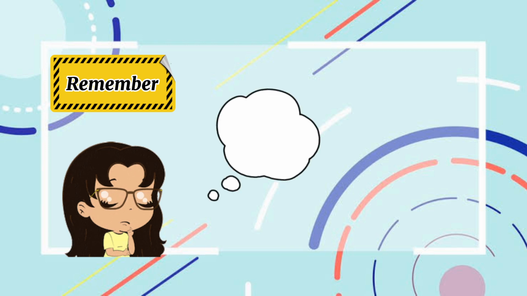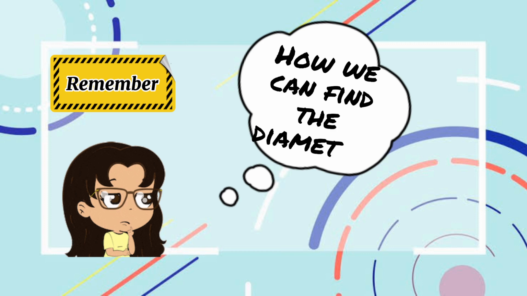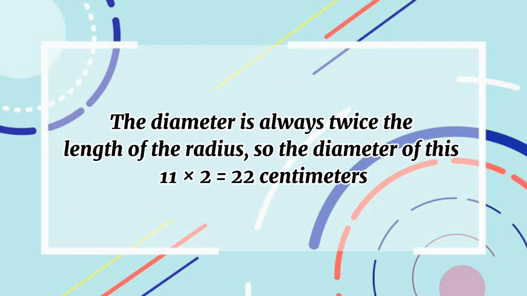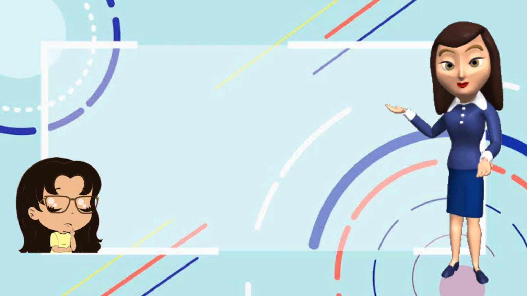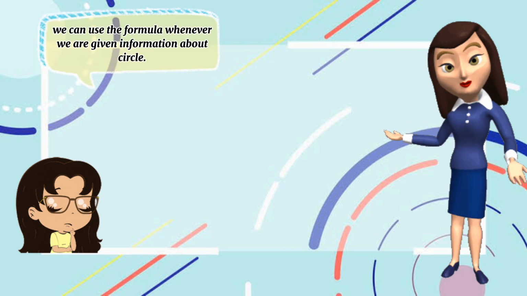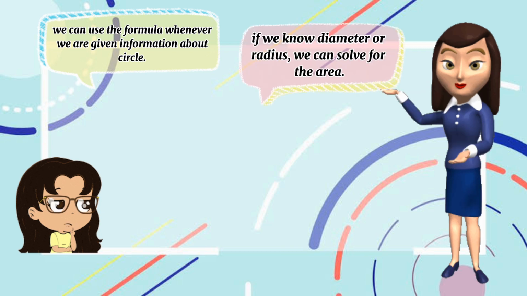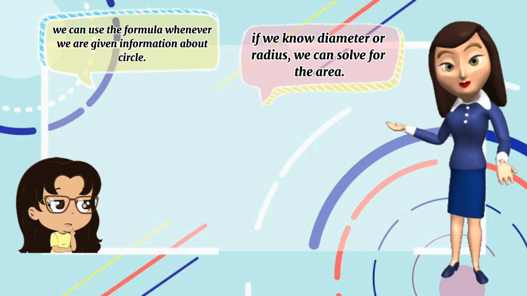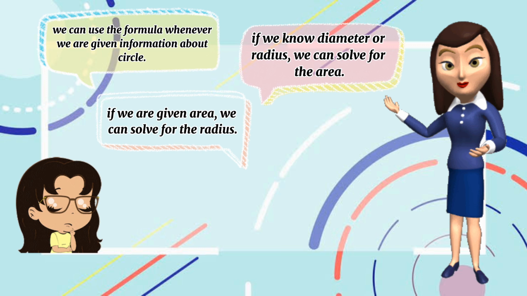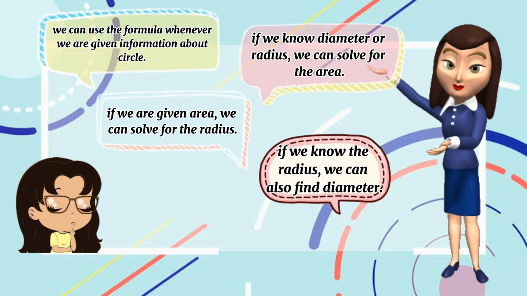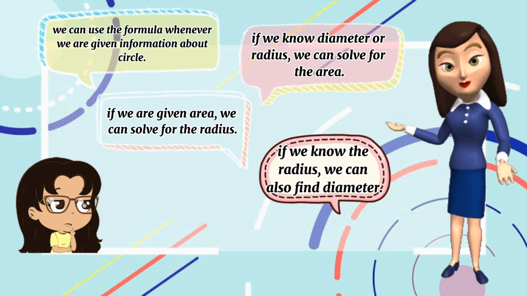Remember, this problem asks us to find the diameter, so we're not done yet. How can we find the diameter? The diameter is always twice the length of the radius, so the diameter of this circle is 11 times 2 equals 22 centimeters. As we have seen, we can use the area formula whenever we are given information about a circle. If we know the diameter or radius, we can solve for the area. If we are given the area, we can solve for the radius. If we know the radius, we can also find the diameter.